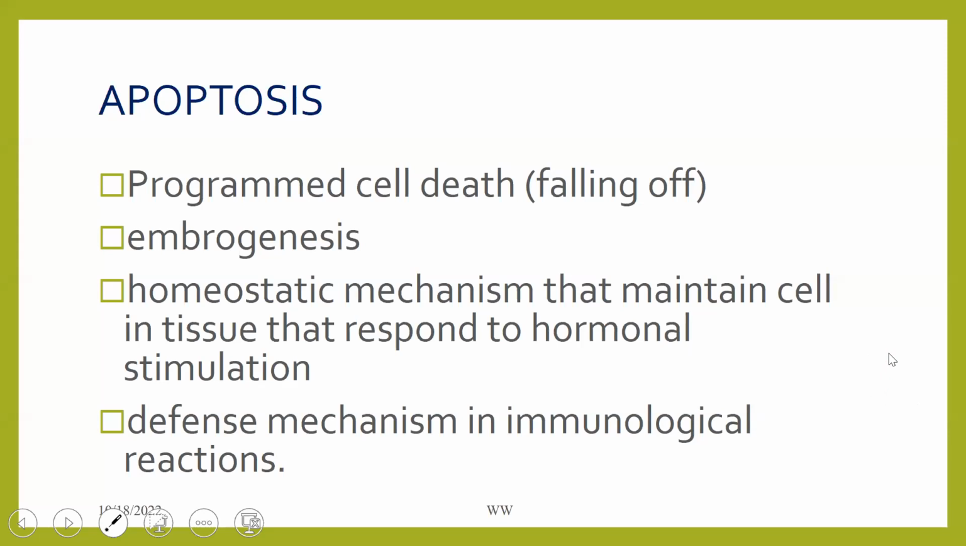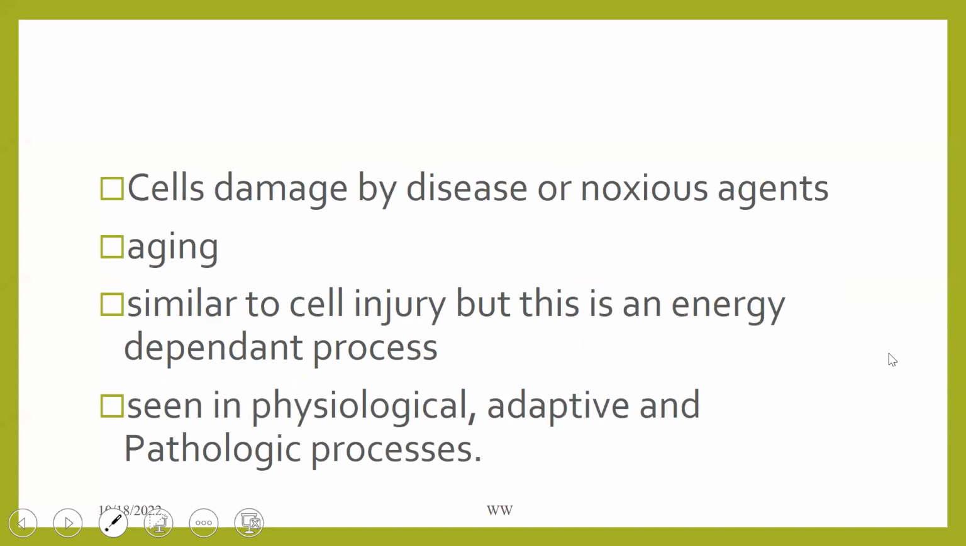So it occurs in embryogenesis, it occurs in hormonally stimulated organs, and it is also a defense mechanism in immunological reactions. It also occurs when cells are damaged by other injurious agents or noxious agents or other disease processes, and it also occurs in old age. Yeah, there's a shrinking in old age. The brain shrinks, the kidney, everything becomes smaller in old age. And part of these processes include apoptosis.